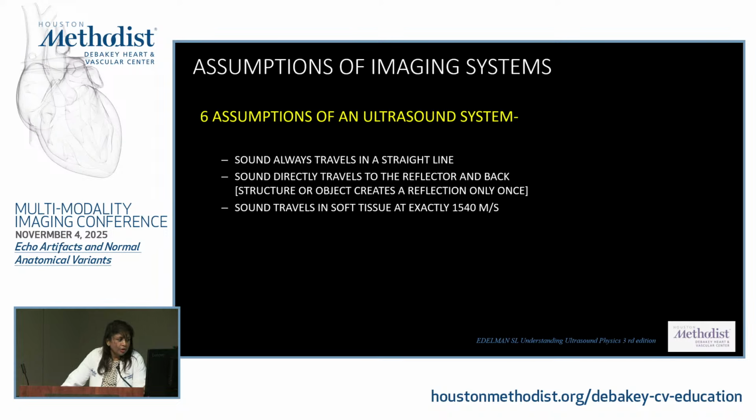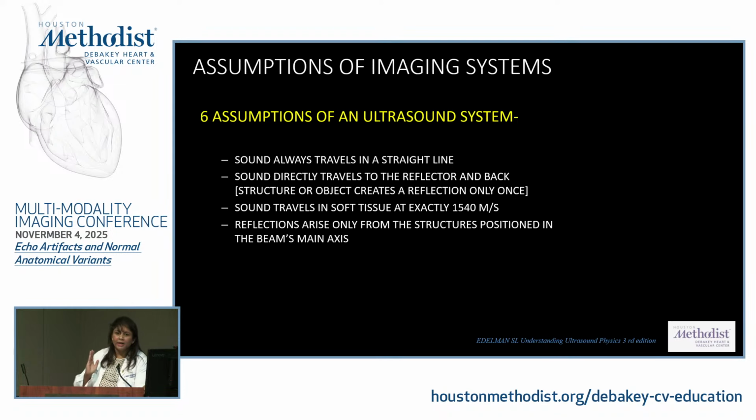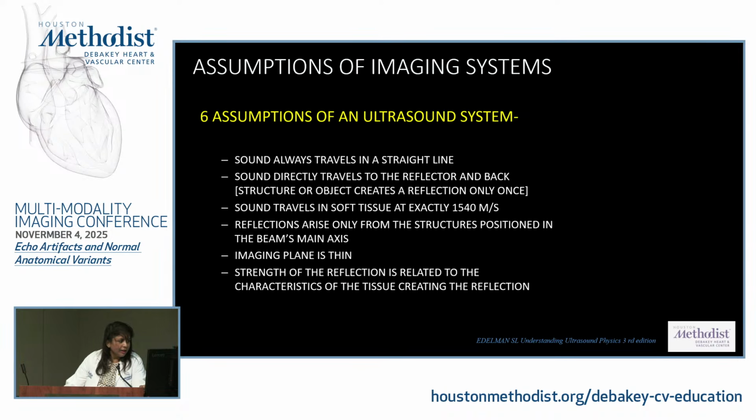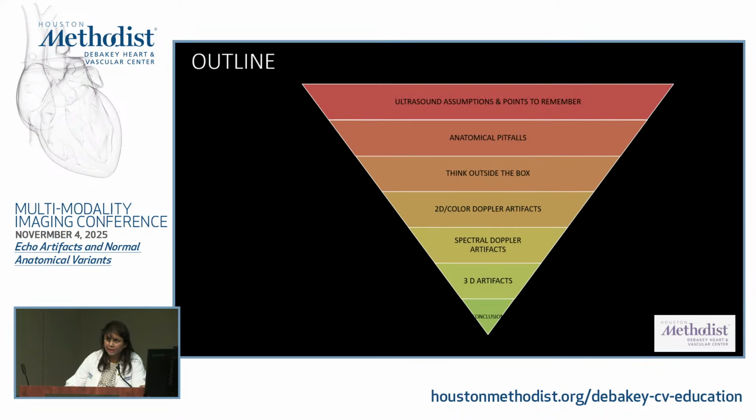What about sound travels in soft tissue at exactly 1540 meters per second? Probably not. So again, another assumption. What about this one? We think that it'll hit the beam's main axis and come directly to us and nothing else happens, right? Again, this is another important assumption. We also think that the imaging plane is thin, but you know what all goes into that imaging plane. And finally, we always think that the strength of the reflection is related to the characteristics of the tissue, which is partially correct, but not completely, right? I know these are a lot of terminologies from ultrasound artifacts, but we're going to go over them in simple terms, so it's more relatable and understandable.